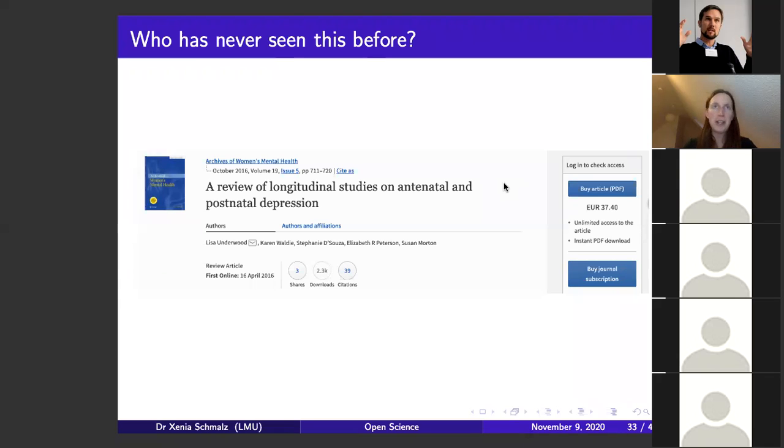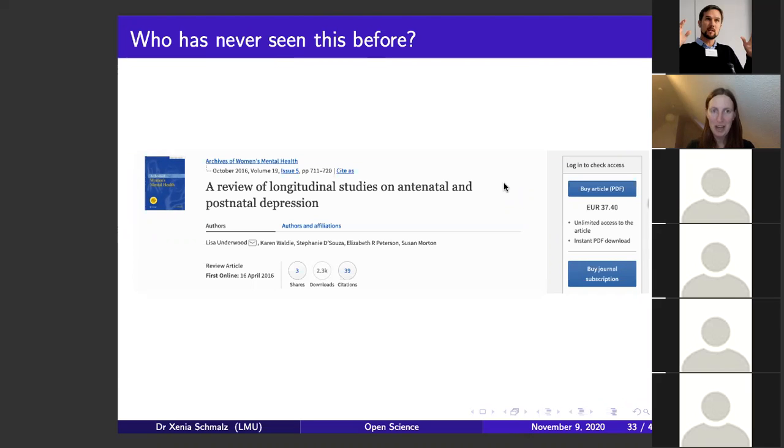So as an attention check in workshops, I like to ask who has seen this before, who has come across a paywall before. And then if people don't all raise their hands, I can kind of say, you know, wake up.